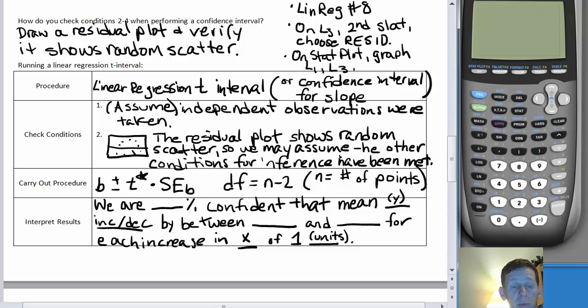It's really a pretty short procedure to write. One step for the procedure. The conditions for the most part kind of flow pretty easily. It usually takes a couple minutes to do a residual plot. Then the procedure is pretty easy to knock off. Just make sure you address the degrees of freedom, and then you've got this one sentence interpretation. That's how you set up the linear regression t-interval, and we'll continue to practice this and introduce the linear regression t-test when we hit our next class.